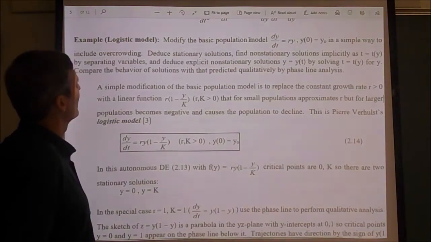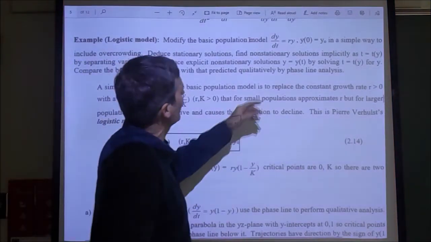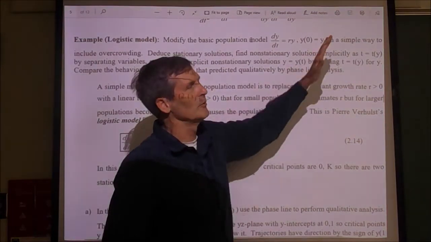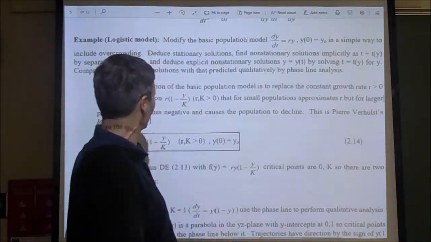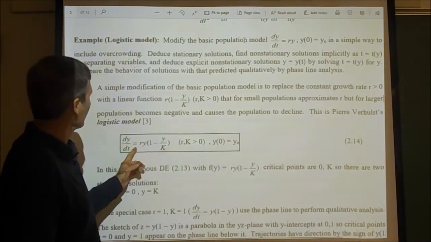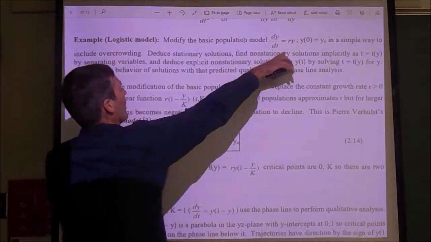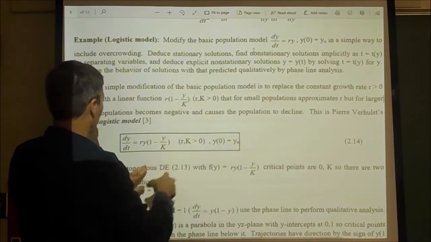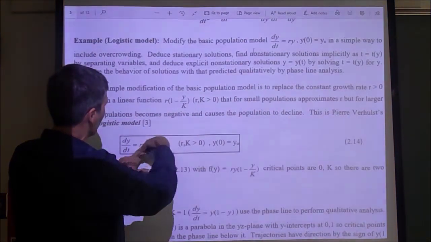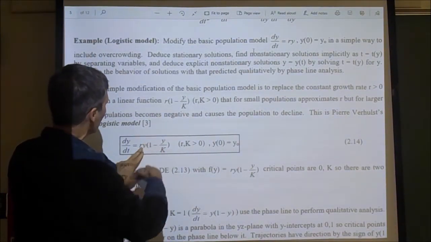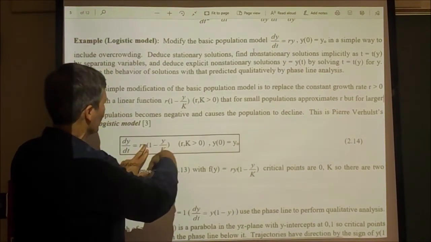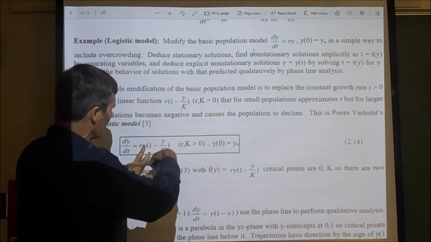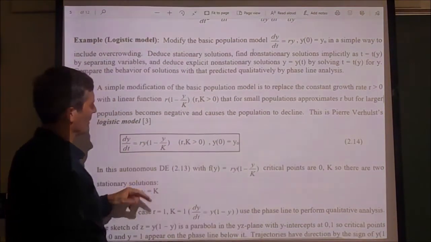Here's a very important model in population dynamics. dy dt equals ry is the basic model. We saw that population grew for all time and eternity. That's not realistic. We modified it. We replaced the constant growth rate r with a linear growth rate. R multiplied y here, take the y out. R times 1 minus y over k now multiplies y. So the growth rate is a linear function of y, r minus ry over k. A constant plus a constant times y. A linear growth rate in y.